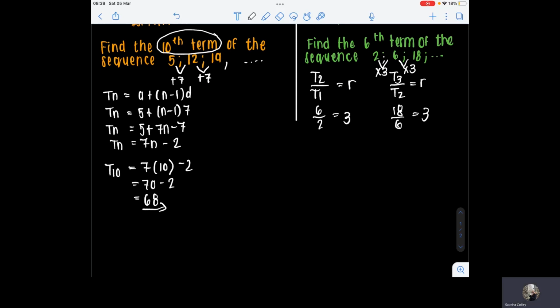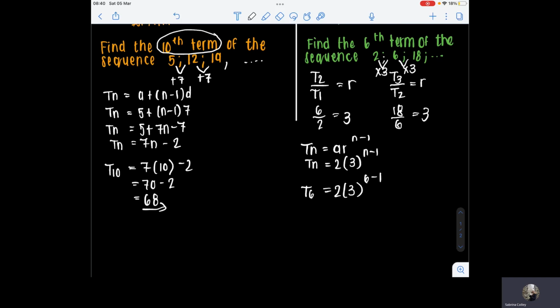Okay, so then let's use our geometric sequence formula to find the general formula, and then we can find the 6th term by working with that. So Tn is equal to ar^(n-1). My a is my first term, which is 2. My r is 3, so Tn equals 2 times 3^(n-1). So that is my general term. Very easy to find. Now they ask for the 6th term.